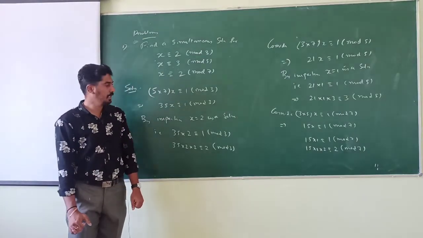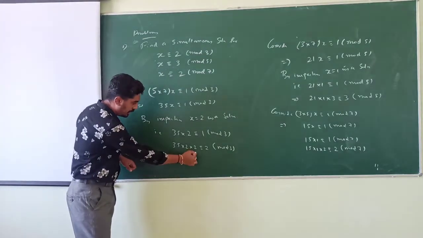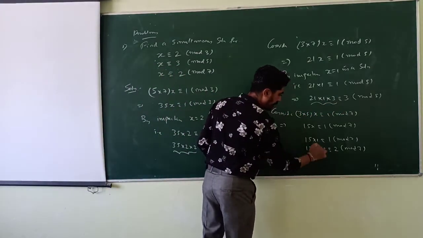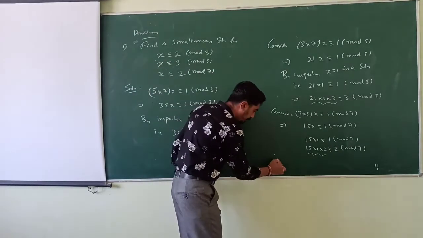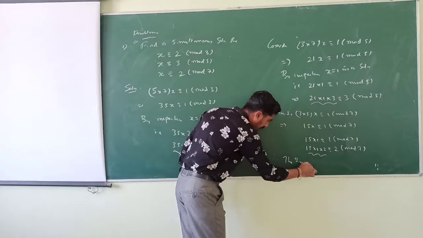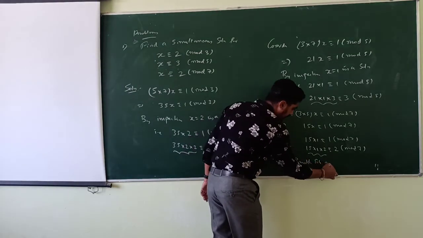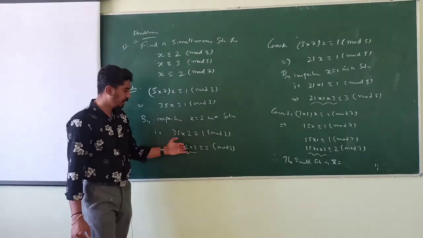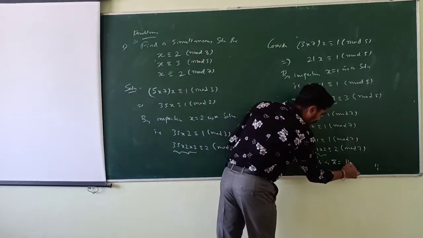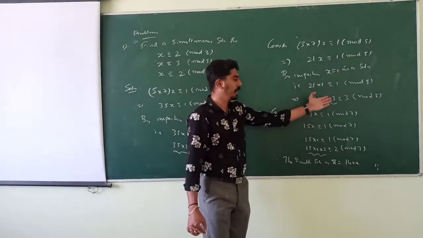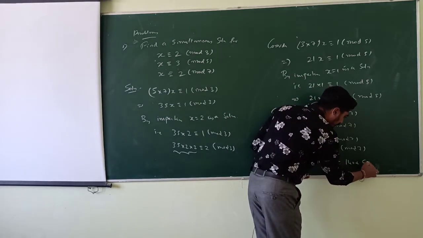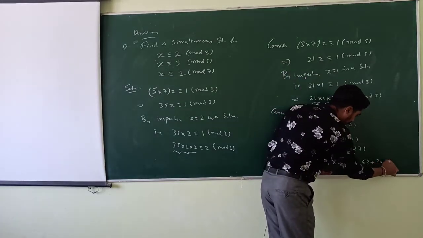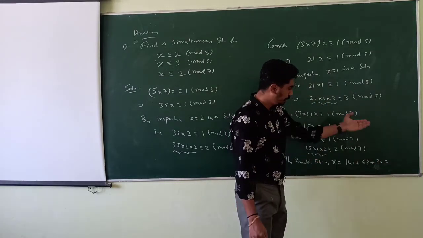So the simultaneous solution is the sum of 35 into 2 into 2 plus 21 into 1 into 3 plus 15 into 1 into 2. Therefore, the simultaneous solution x bar is equal to 35 into 2 into 2, which is 140, plus 21 into 3, which is 63, plus 15 into 2, which is 30. So the simultaneous solution is 233.